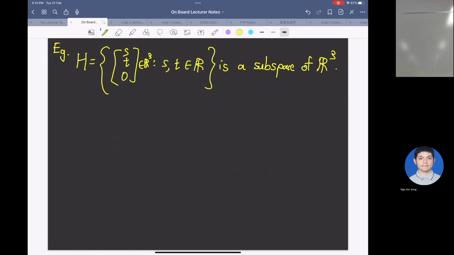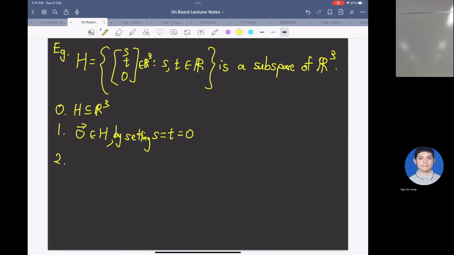So is 0 in H? Yes. So how do you find the 0 vector in this set? How do you find 0 vector in H? Do you have an answer? Okay, never mind, don't be shy. So why is 0 in H? Okay, yeah. So you set x and t equal to 0. Then you will find 0 is in the set.